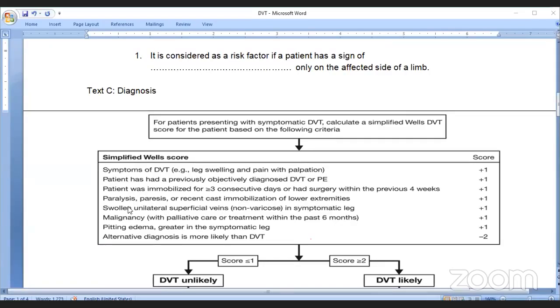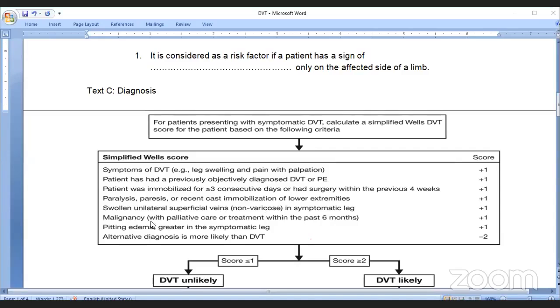Then we have swollen unilateral superficial veins, non-varicose ones, in symptomatic leg. What does symptomatic leg mean? Problematic leg, the affected leg. The leg which has DVT symptoms, okay, only on the affected side of the limb. So this is one option.